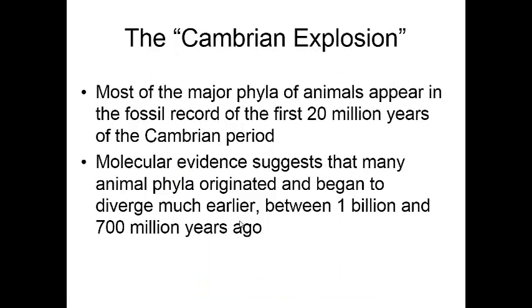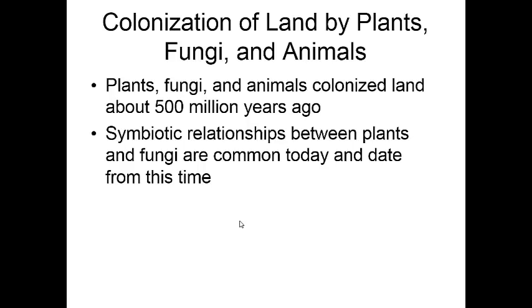Fast forward millions of years, during the Cambrian period, in particular the first 20 years of the Cambrian period, life saw the Cambrian Explosion. The Cambrian Explosion is when most major groups of animals first evolved. Plants, fungi, and animals colonized the land about 500 million years ago.